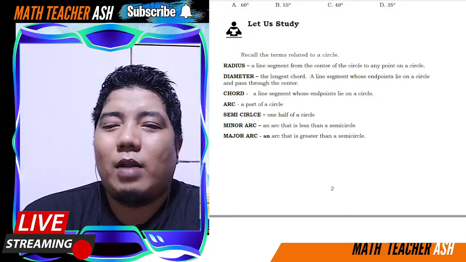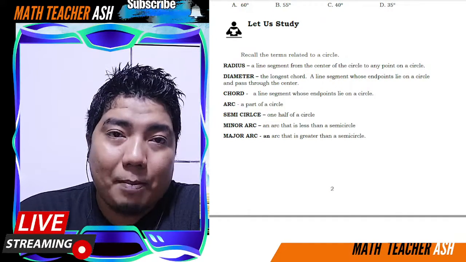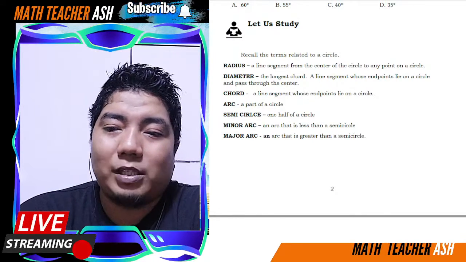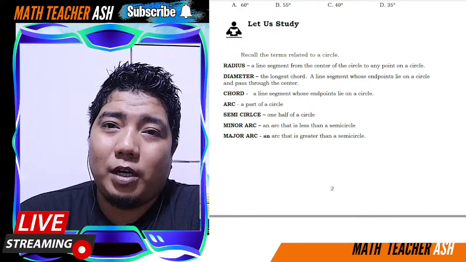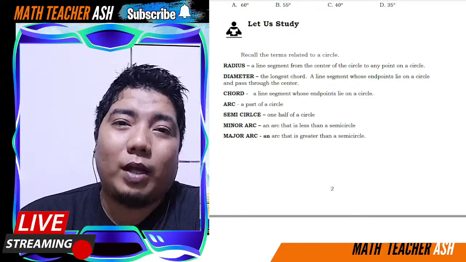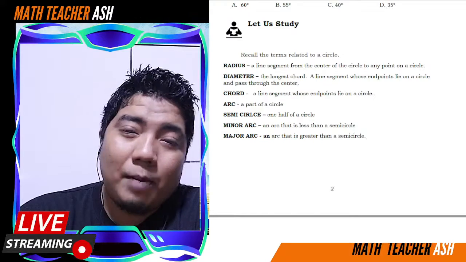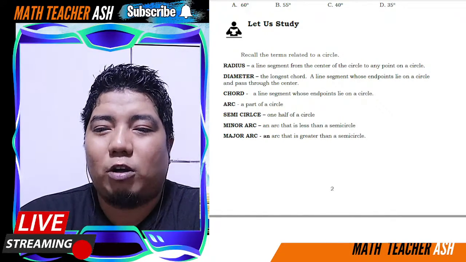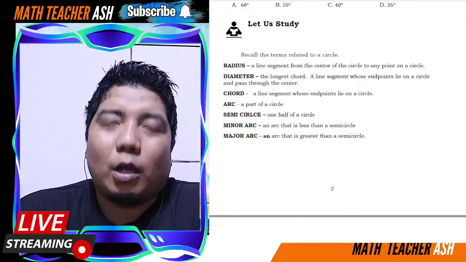Alright. Now, let us go to the next term, that is chord. Technically, diameter is a chord. Okay, so chord is a line segment whose endpoints lie on a circle. So, basically, when we say chord, regardless kung dadaan siya sa gitna o hindi, as long as yung bawat dulo or endpoints of that line segment is part of the circle. Okay, part of the circle. It's on the circle itself. That is what we call the chord.